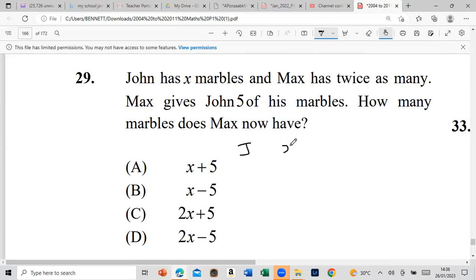He has x and Max has 2 times this. So Max gave away 5, so that's 2x minus 5.